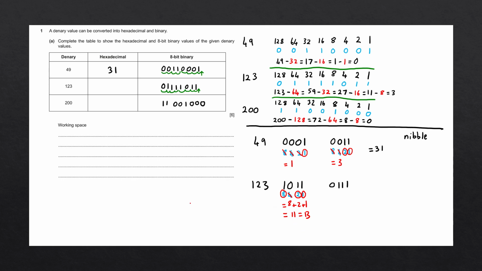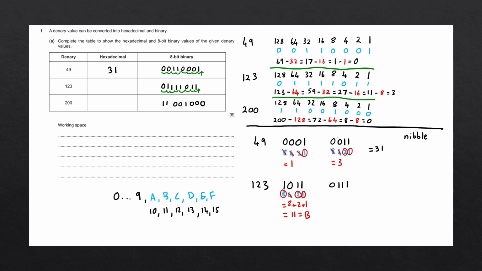Just a quick recap on the hexadecimal numbers. If we count up in denary, we can go 0 up to 9. After 9, to count up in hexadecimal, we're going to say A, and each of these letters is equivalent to the denary numbers 10, 11, 12, 13, 14, and 15. So you can see that in this case, 11 is equivalent to B.